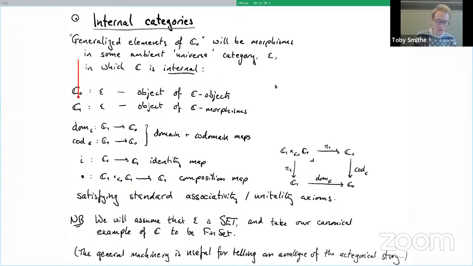Well, I've got this object C0 of C objects. That's an object in E. And again, I've got an object C1 in E, which is the object of C morphisms. And then I've got two morphisms in E from C1 to C0, which give me the domain and codomain of each morphism. Say from X to Y, it'll just give me the object X and the object Y.